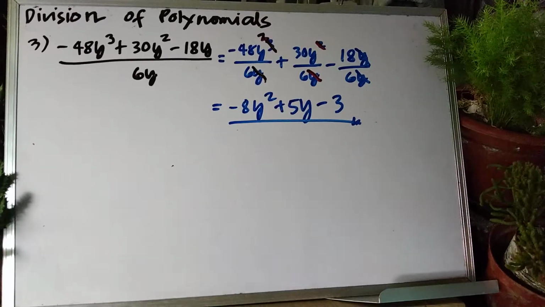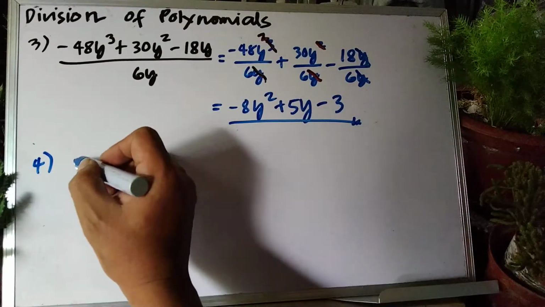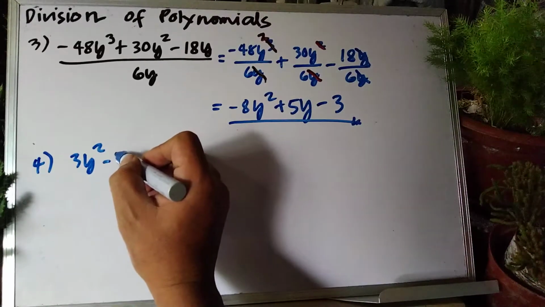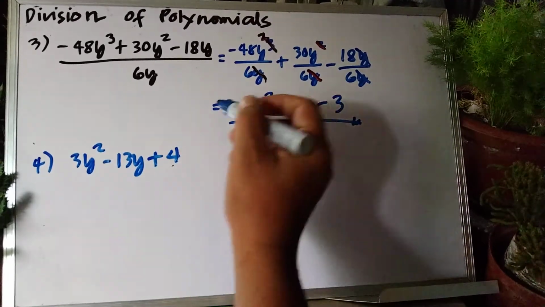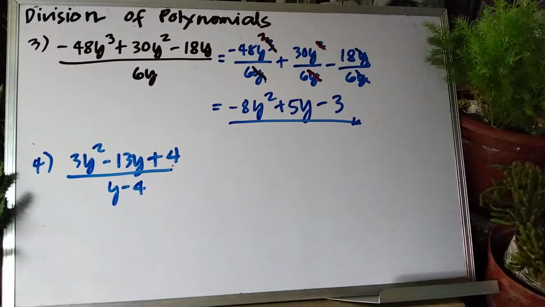Now, what if we will be dividing a polynomial by a polynomial? Dividing, so we have here number 4, for example. We have 3y squared minus 13y plus 4 divided by y minus 4. How will we divide that one?